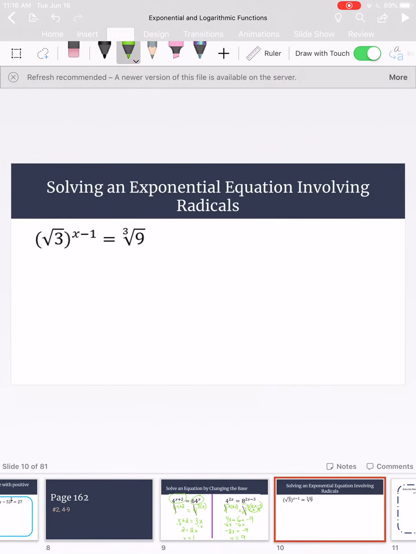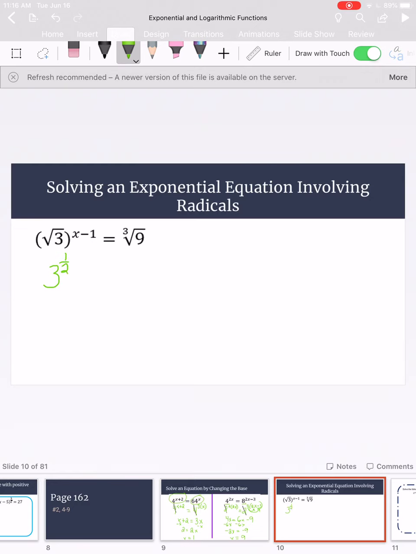All right, now we'll solve an exponential equation involving radicals. You're going to start the same way. We want both of these to have the same base. Remember, with radicals, we can write them with fractional exponents. So root 3 is the same as 3 to the power of 1/2.